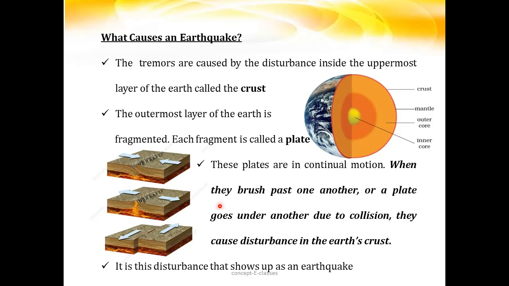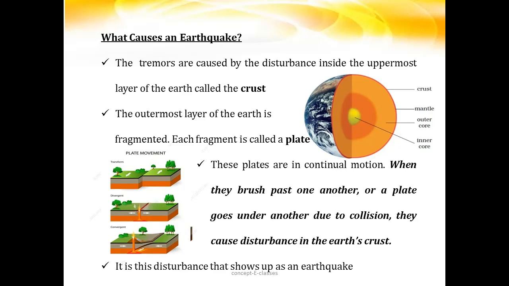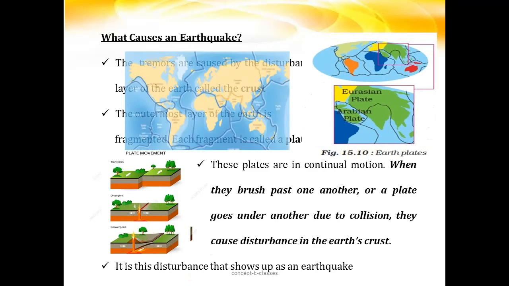That is, they are not stationary, they keep on moving. And when they brush past one another or a plate goes under another due to collision, they cause disturbance in the earth's crust. That is, when one plate comes near another plate, they either collide with each other or brush past each other. And because of this collision or brushing, it causes disturbance in the earth's crust. And it is this disturbance that shows up as an earthquake. These are the earth plates that can be observed in the whole world.